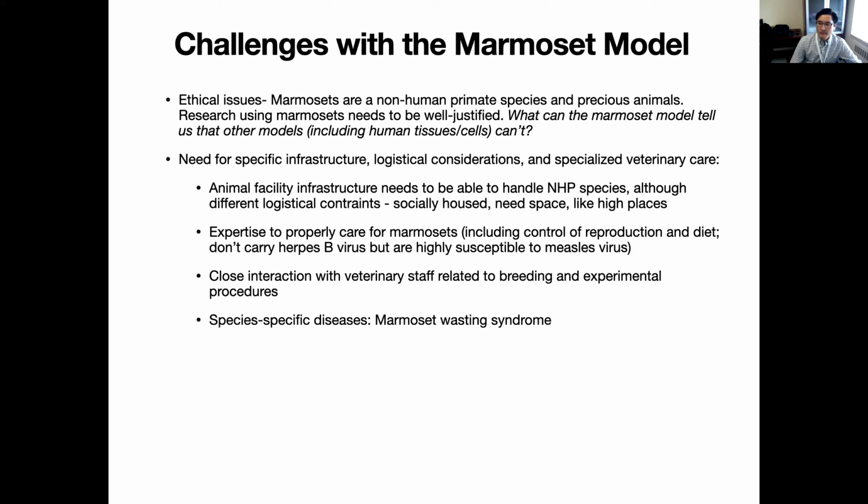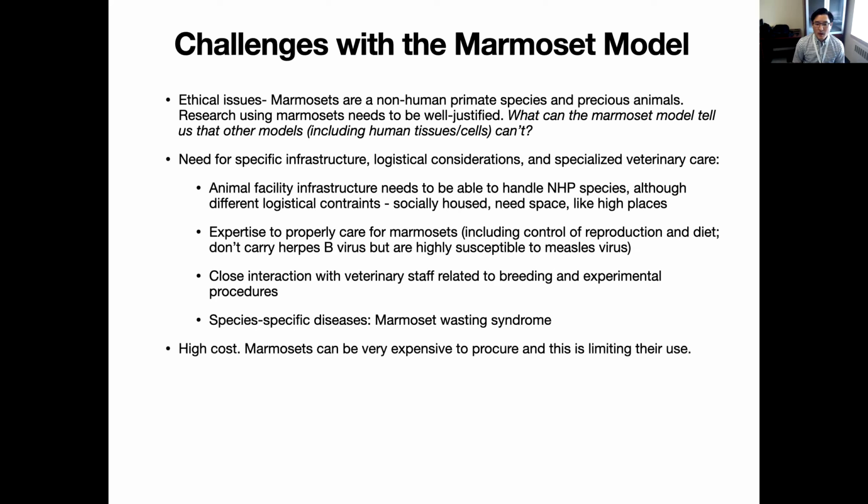And one thing kind of unique to marmosets is that they can be a fragile species in terms of showing some specific diseases, such as marmoset wasting syndrome, where the marmosets lose muscle mass and change their feeding behavior, and within a couple of weeks this condition could be fatal. Generally this is not a problem for sites that use marmosets and take good care of them, so you don't commonly see this type of thing, but it can happen.